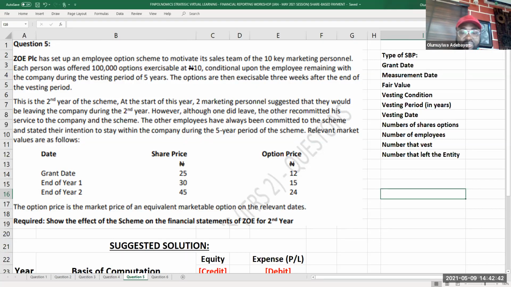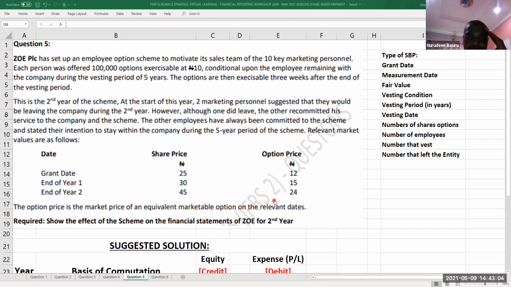Okay, who can interpret this question? Okay, let me try. What the question is trying to say is that ZOE PLC has 10 key marketing personnel, and there was a provision of share-based option of 100,000 options at 10 naira each as at the beginning. Then the vesting period for these options is 5 years. And that is the condition for the option.